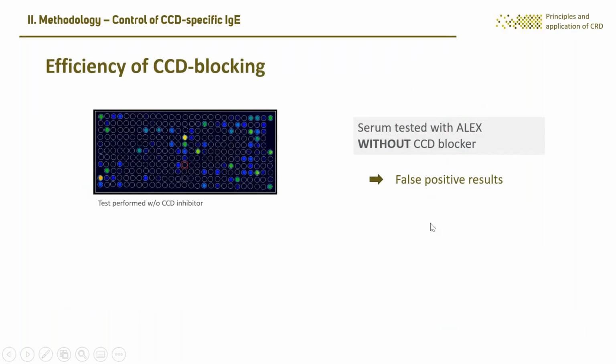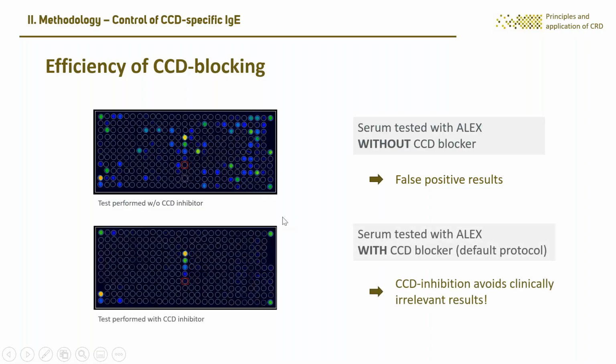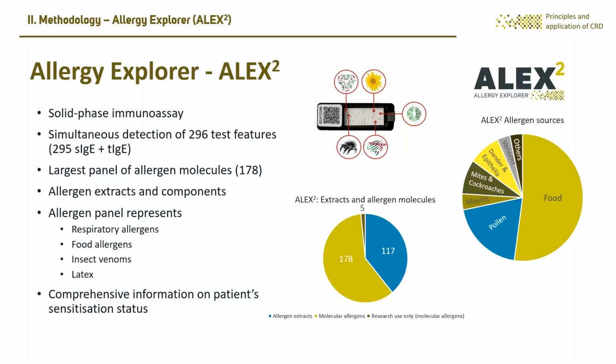And also in the Alex system, by default, we have a CCD blocker contained in the buffer, which is in the standard protocol used to dilute the serum. And also the efficiency of this blocking is quite nice. In this picture, you see the results of a serum without addition of the CCD blocker, and you see quite some reactivities. But if you pre-incubate the same serum with a CCD blocker, you see that almost all of these essentially non-specific reactivities could be eliminated. So this approach works quite nicely.